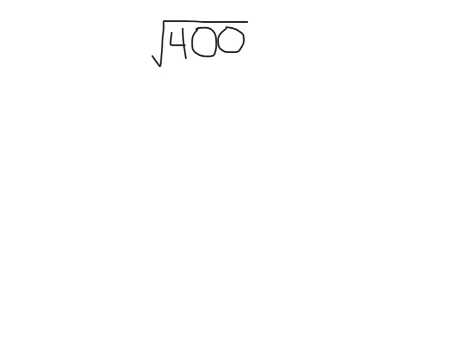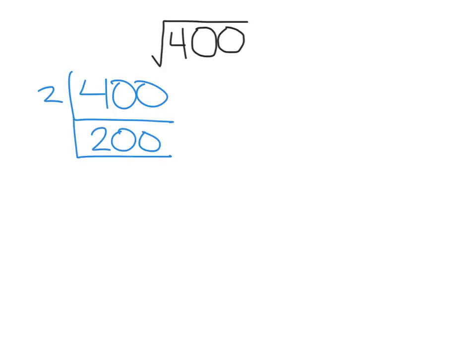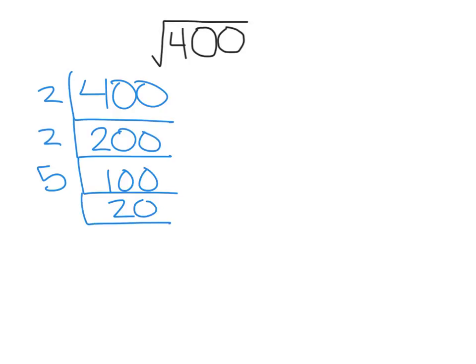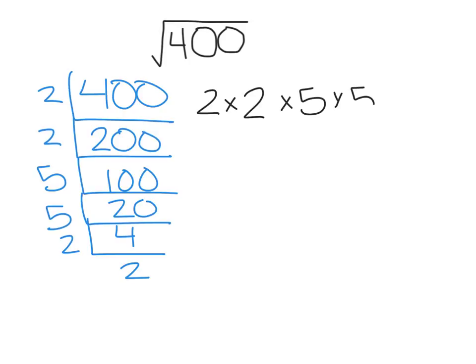For the square root of 400, you want to start your cake. You can divide by 2 and get 200, 2 again and get 100, 5 and get 20, 5 and get 4, then divide 4 by 2 and get 2. Remember, it doesn't matter what order you divide by, you're still going to end up with the same prime factorization. So let's write out what we found in our prime factorization: 2 times 2 times 5 times 5 times 2 times 2.